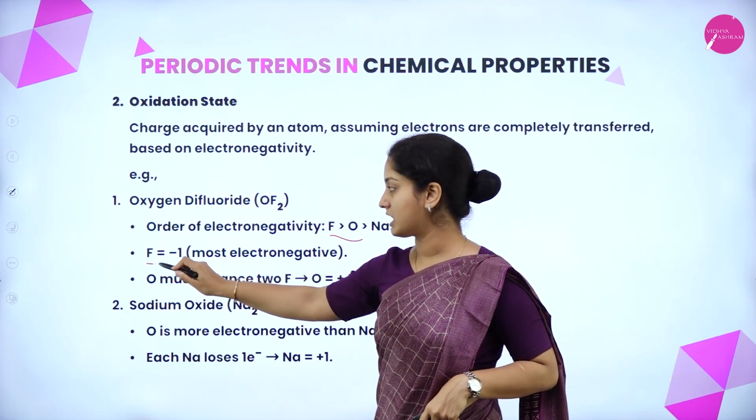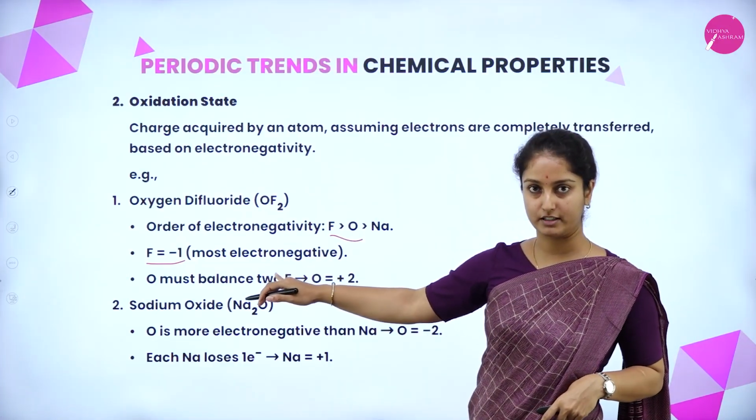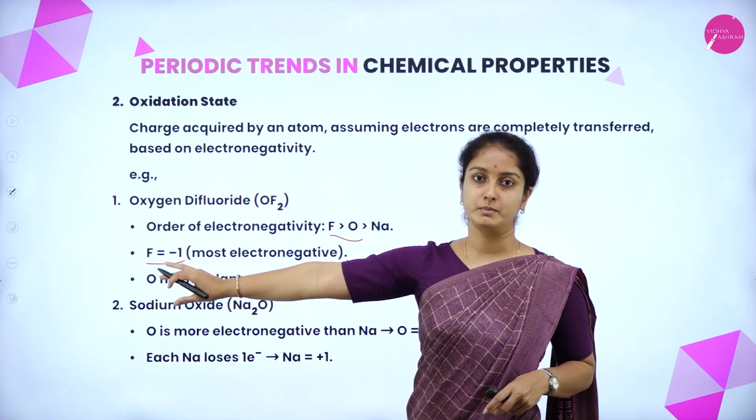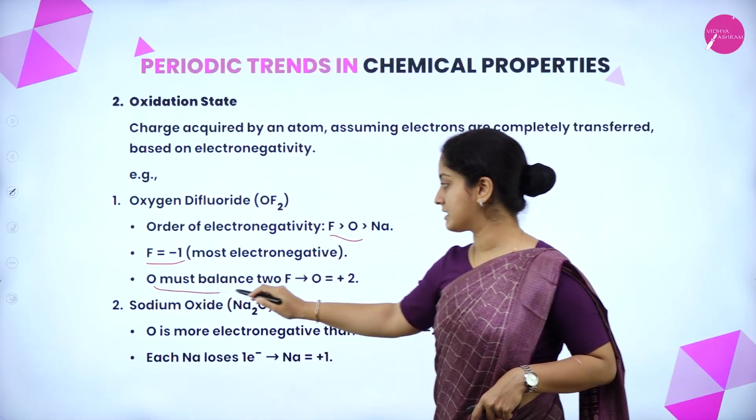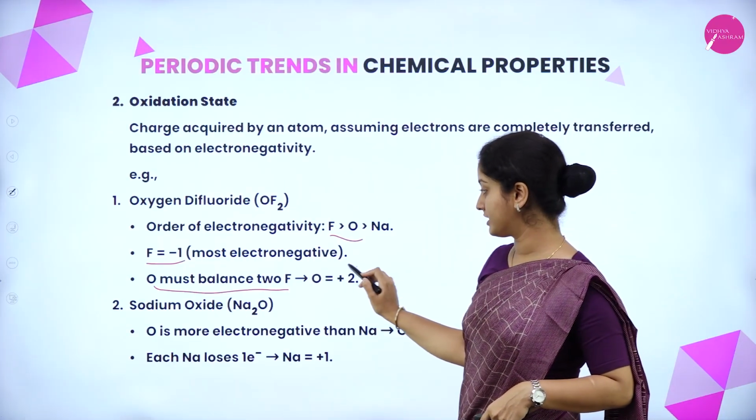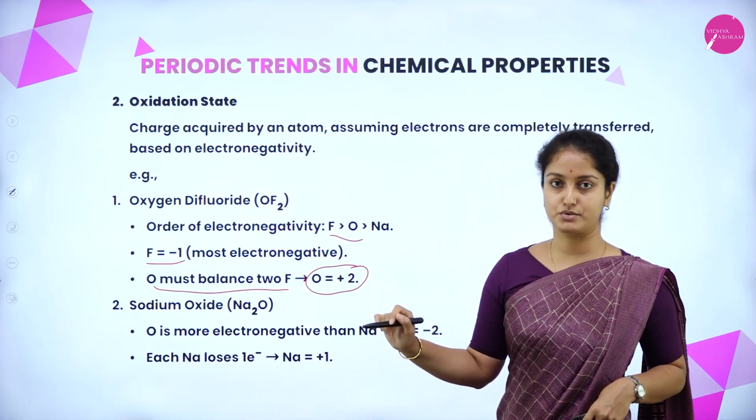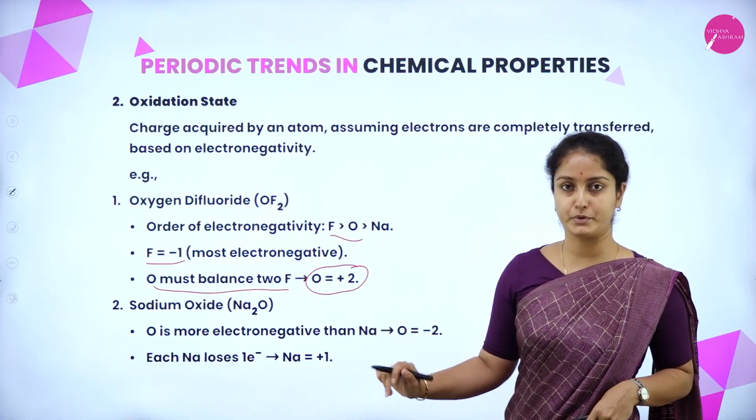Now, here the charge of the fluoride ion will be -1, as fluorine is the most electronegative. So, that is why electrons will be pulled from oxygen towards fluorine. So, oxygen must balance 2 fluoride ions. That is the reason the oxidation state of oxygen is +2. Here it acts as a cation because of the electronegativity property.